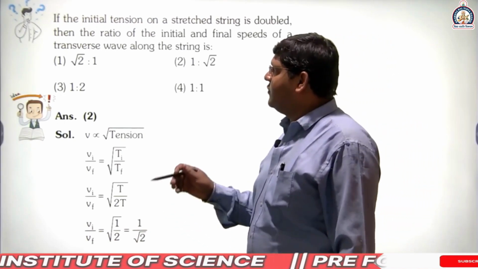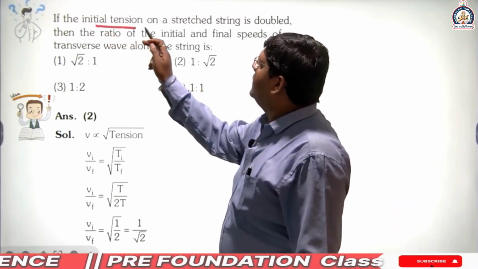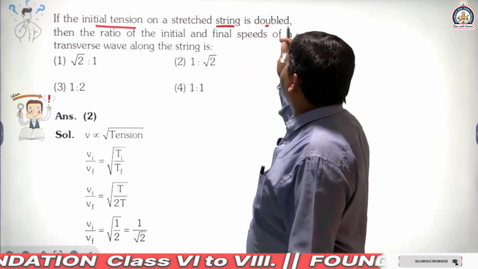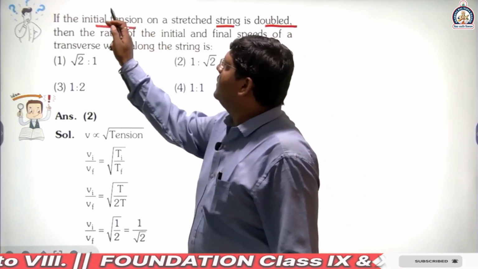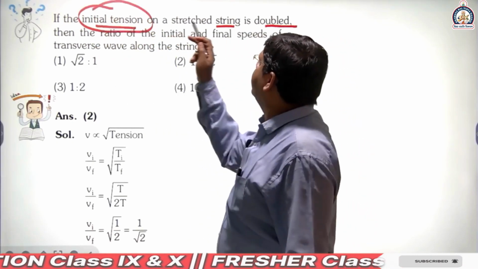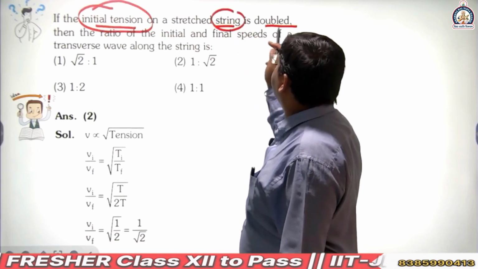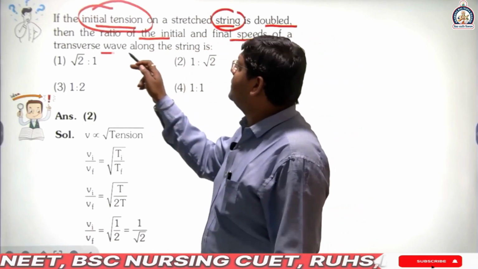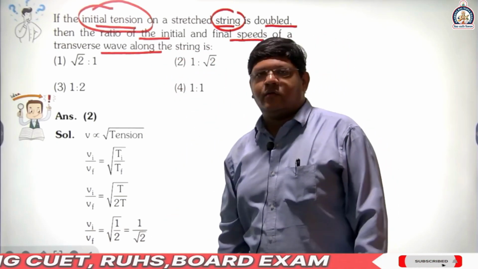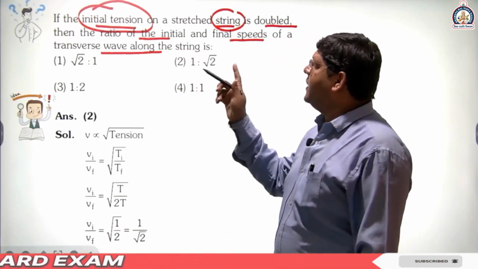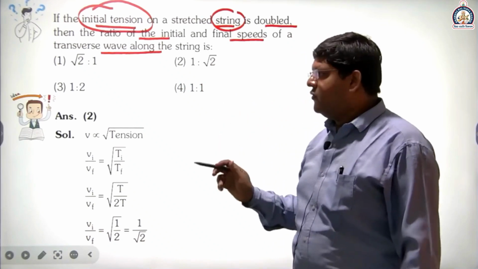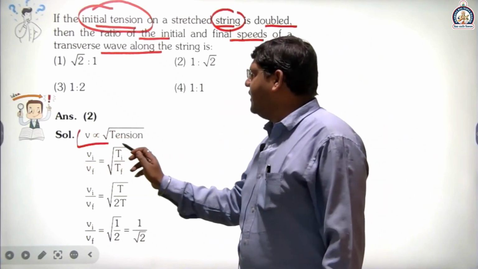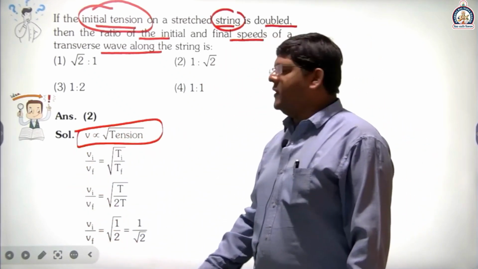The first question of today's class is: if the initial tension of a stretched string is doubled, then the ratio of initial and final speed of the transverse wave? Firstly, what data is given: the initial tension in the string is doubled. The question simply relates the tension and the speed. We should know the formula: v is proportional to root of tension.